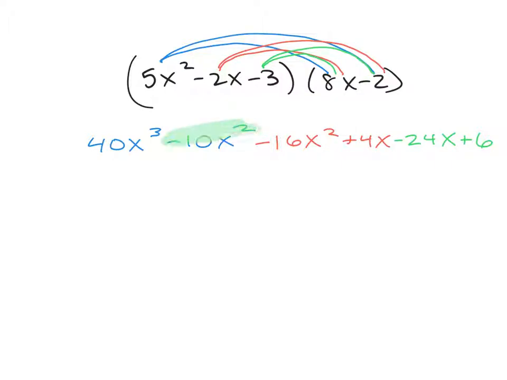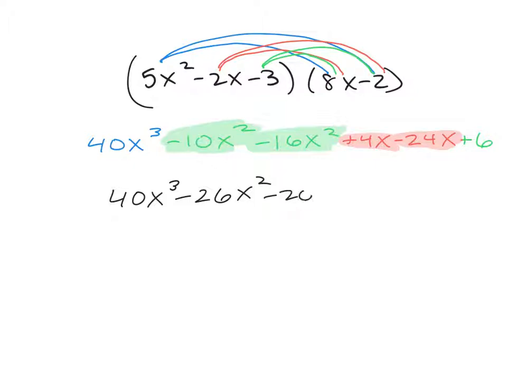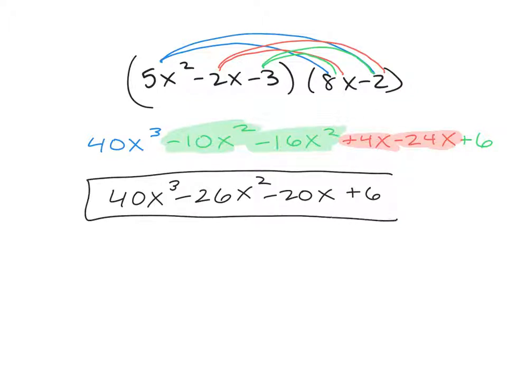So I see we have negative 10x squared and negative 16x squared, so those are like terms. I see we have 4x and negative 24x, so those are like terms, and those are our only sets of like terms. So I'm going to bring down the 40x cubed, combine negative 10x squared with negative 16x squared, and then again combine 4x and negative 24x, and carry down the 6. That's my final answer.